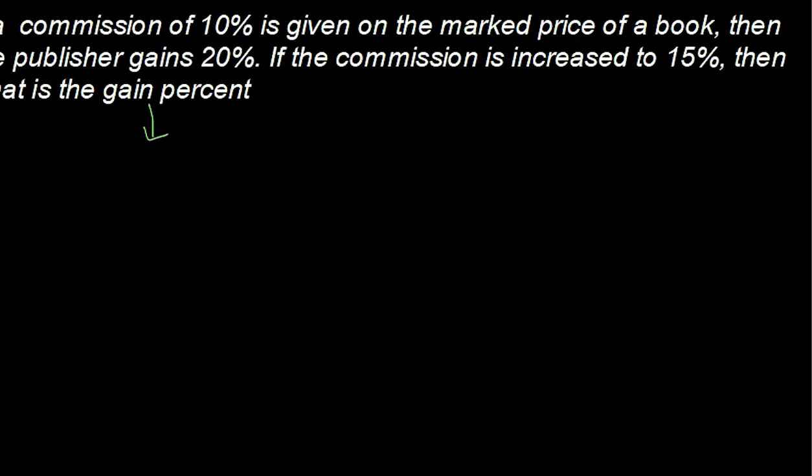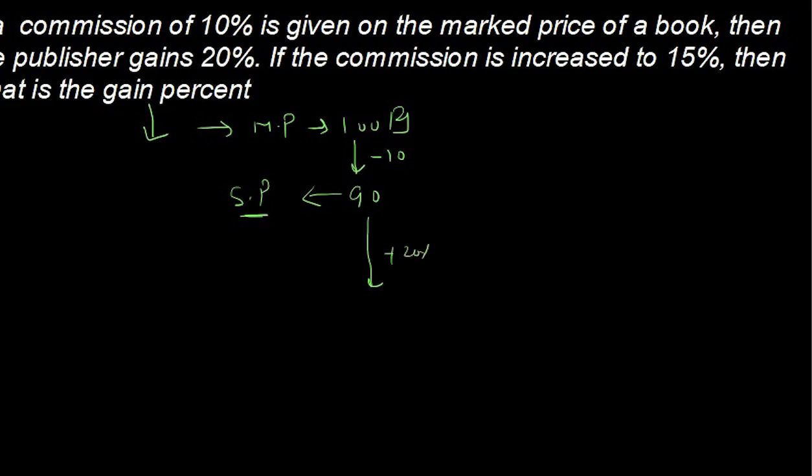A commission of 10% is given on the mark price. So let us assume that the mark price is going to be 100 rupees. Now a 10% commission is given, so minus 10 rupees. So they agreed to sell it at 90 rupees. Then the publisher gains 20%, sorry, 20% on that.